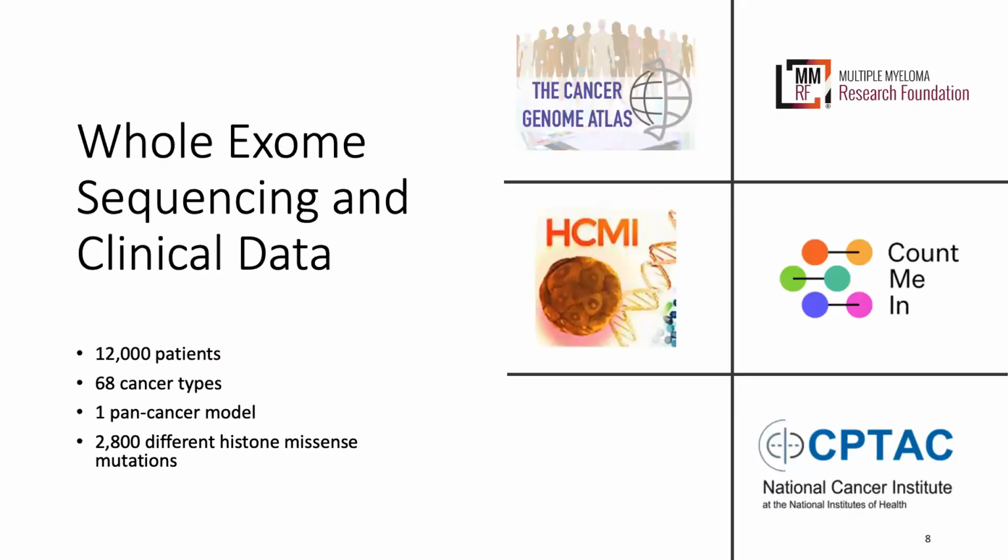So in order to achieve this, we've gathered whole exome sequencing data and clinical data for about 12,000 different patients. These patients are spread across 68 different cancer types. One of these cancer types is actually a pan-cancer model that we've been using as well. And this data set also includes 2,800 different histone missense mutations.